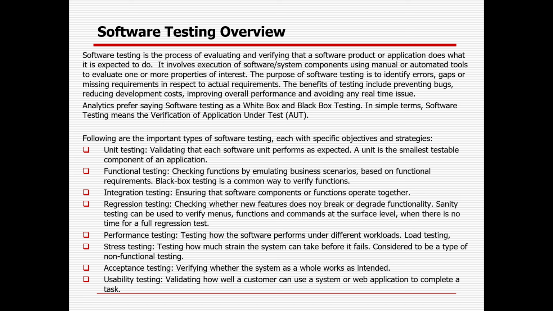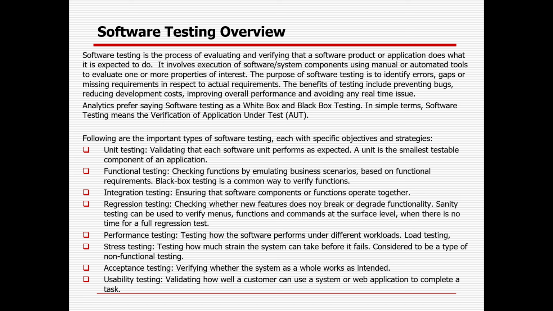Whenever it comes to testing, whether it's manual testing, where you do it step by step, or automation testing through any automation tool, technique or framework, the objective will always remain to identify any kind of bug, issue or defect. Identifying them at the earliest will definitely reduce the overall development cost and overall project lifecycle cost. Analysts prefer describing software testing as white box and black box testing. In simple terms, software testing means the verification of the application under test, or AUT.